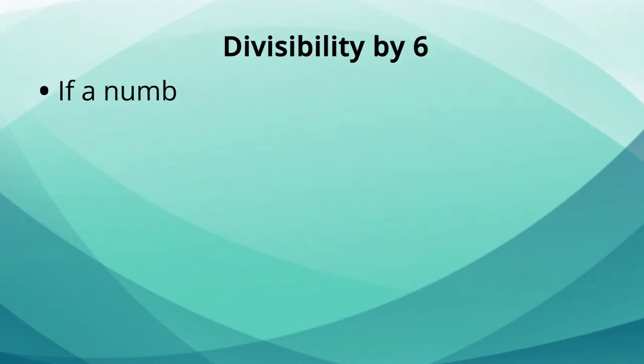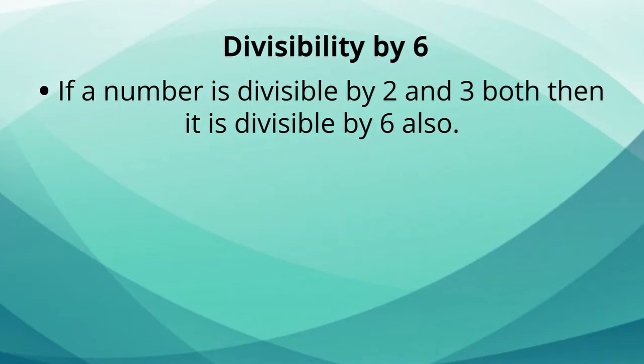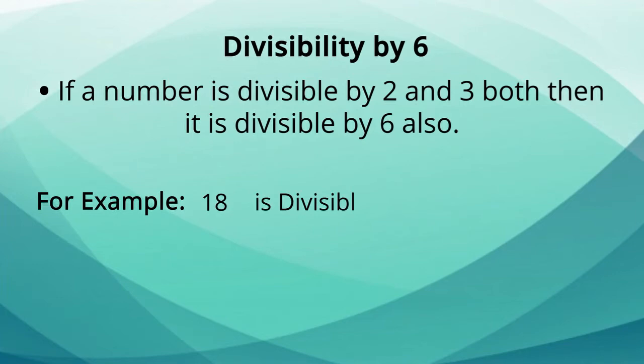Now, let us discuss the divisibility by 6. If a number is divisible by 2 and 3 both, then it is divisible by 6 also. Let us take some examples. Let the number be 18. We can see that 18 is divisible by both 2 and 3. Hence, we can say that 18 is divisible by 6 also.